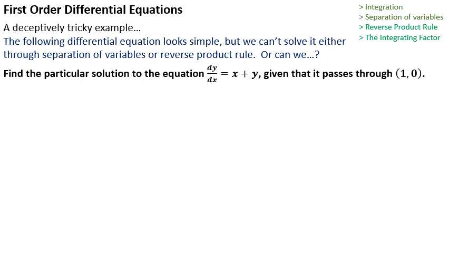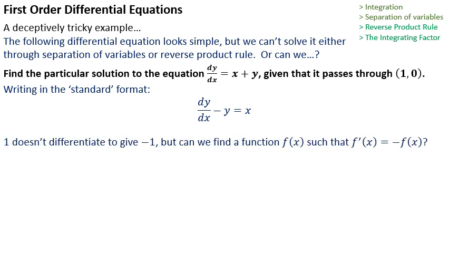So what can we do? Well, perhaps we can rewrite so that it looks a bit more like the versions we've just been looking at, the reverse product rule problems that we've been dealing with. We have dy by dx minus y equals x. However, you can see that the number in front of dy by dx, in this case it's just a number, not even a function, but a constant. It's 1 times dy by dx and minus 1 times y. 1 doesn't differentiate to give minus 1, so it's not in the reverse product rule format yet.